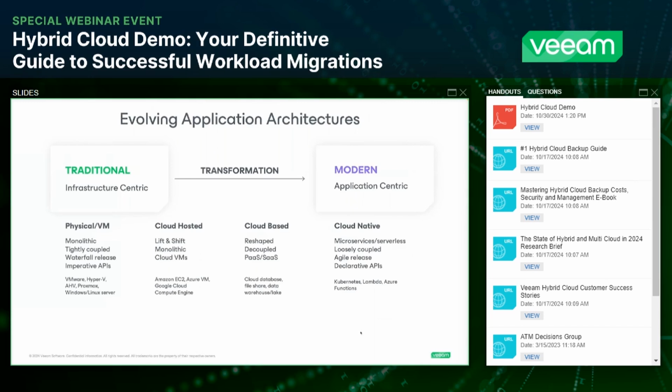And then instead of going all the way to cloud native, we can start to reshape those applications. So this is where we start to decouple some of those services, but we don't fully decouple the application. And that might be going to things like PaaS. So again, a cloud database, maybe Azure SQL or Azure Cosmos DB. Maybe it's Amazon RDS or DynamoDB. Maybe we're leveraging different file shares like Azure Files or Amazon EFS or FSx. Maybe we're going to things like data warehouses or data lakes. So Azure Data Lake Storage Gen2, a good example there, but more of a stepping stone towards that cloud native approach.